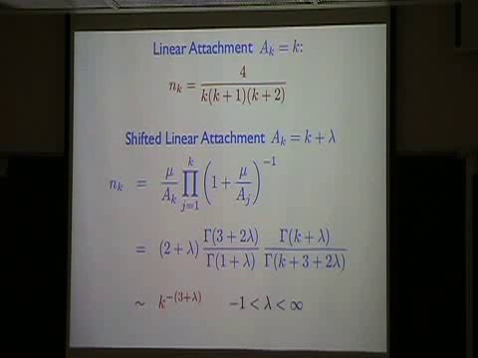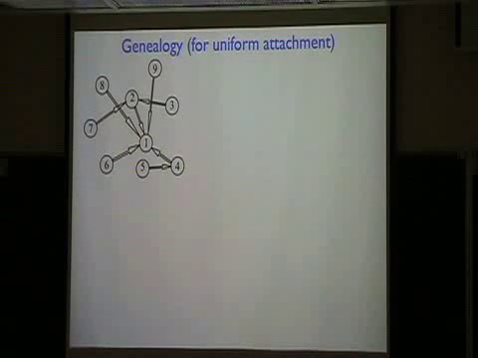So let's make A_1 just arbitrary, and A_K equals K. Then you get an exponent which depends on A_1, and you can make it vary anything you want between -2 and infinity. So it's quite remarkable. These little dinky changes really make a big difference.